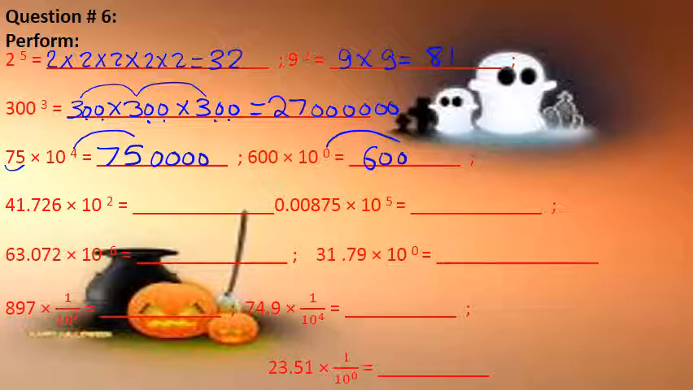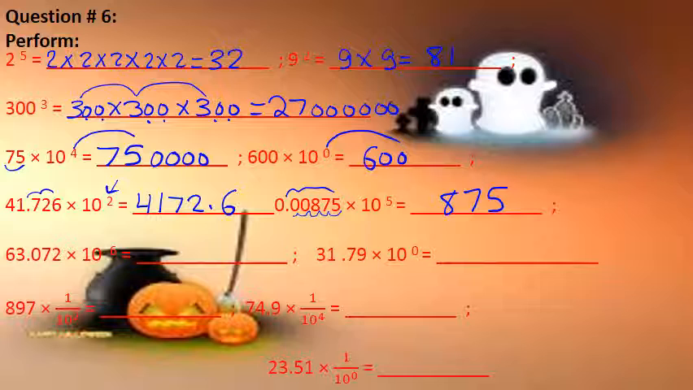Now we are multiplying a decimal number by a power of 10. So we move the point to the right because we are multiplying by the power. So if you move the point to the right, the answer is 4172.6. Now in this number, we should move the point to the right 5 digits. We move it 1, 2, 3, 4, 5. The point will fly and the answer is 875.